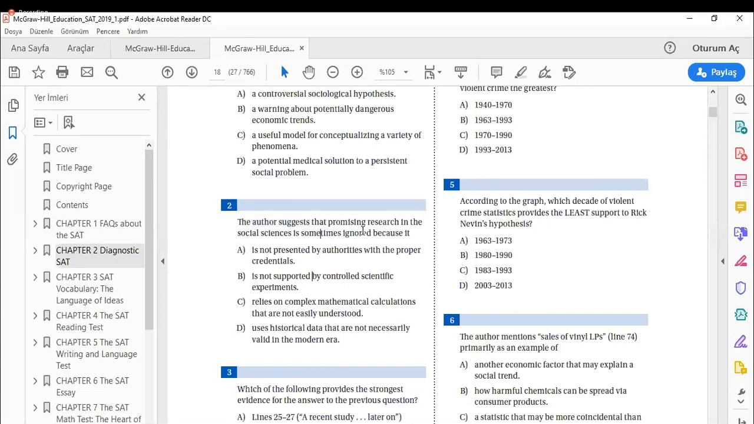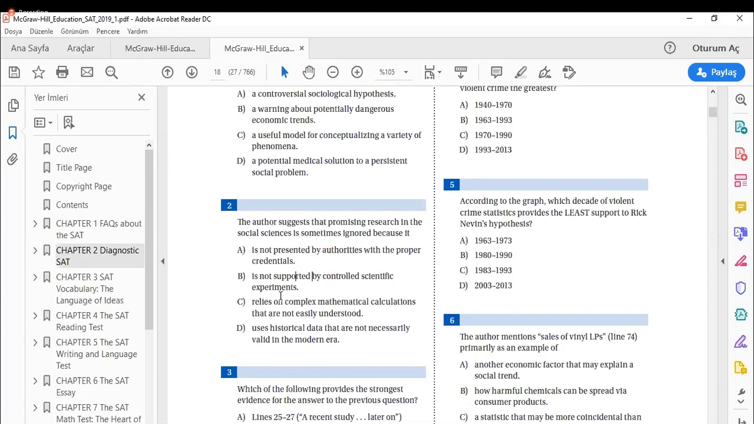What is the question? Inference, yes, sir. It's definitely inference, right? Yes, sir. Okay, sir. So the first choice, "not presented by authority with proper credentials", you don't need to infer it. It's a reason that's already mentioned.